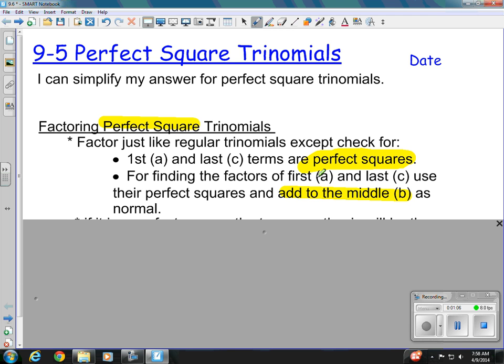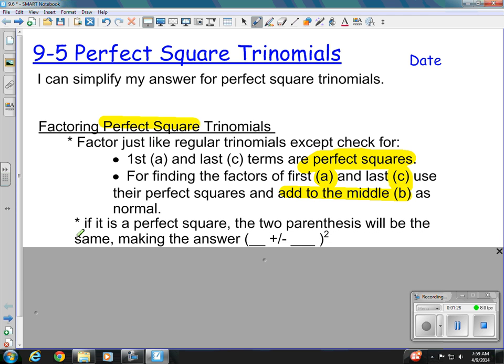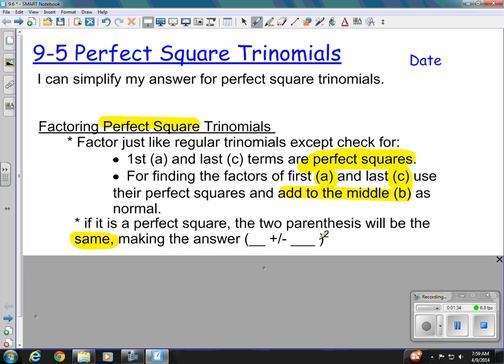So for finding the factors of A first, like how we deal with our notes, we find our factors of C like we usually do, two numbers that multiply to the last, and add to the middle. If it is a perfect square, the two parentheses will be the same. So if you think about two parentheses being the same, that means I have two of the identical parentheses, so I can raise it to the second power.